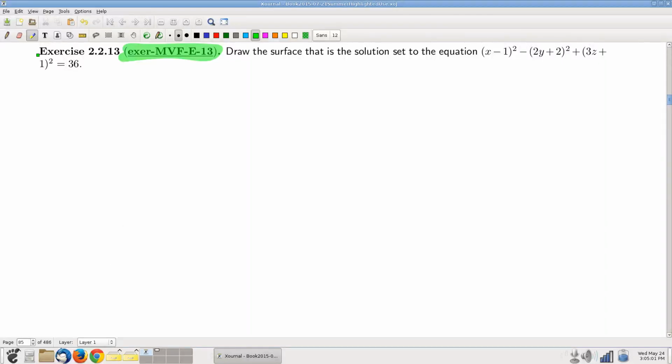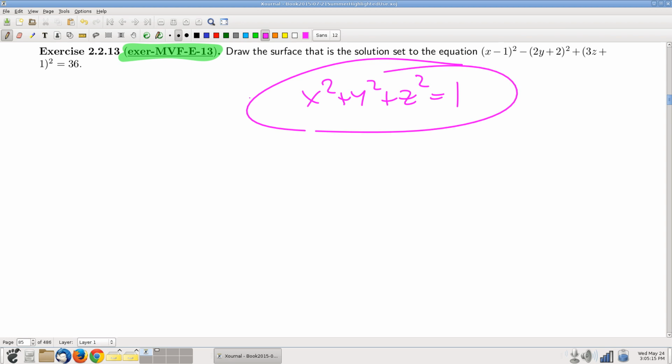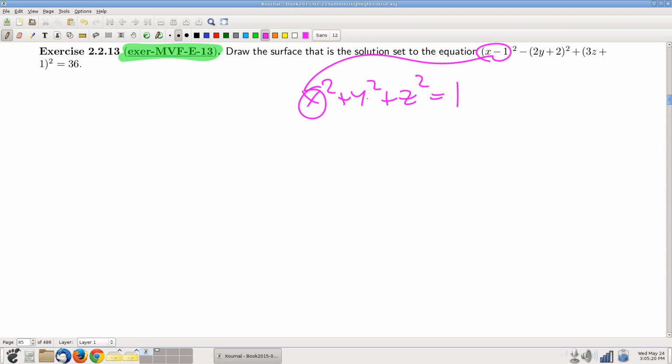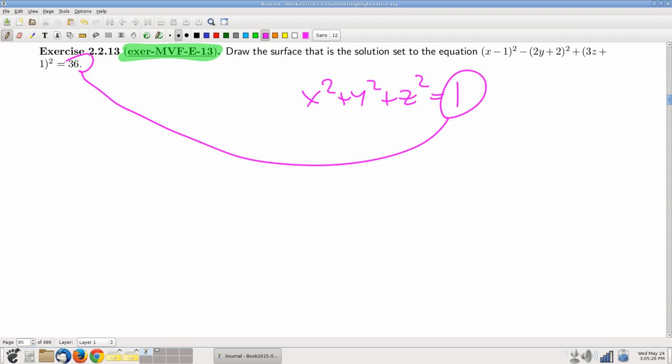So you can probably see that there are various tricks you can play if you were to start with x squared plus y squared plus z squared equals 1, and we know that this is a sphere. And there are various tricks you could play to turn the x into that and the y into that, etc. The question is, what do you do? How do you turn 1 into 36?